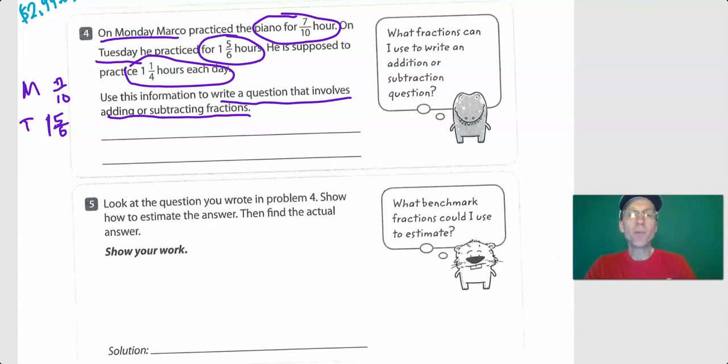We could say, how much did he practice all together, Monday and Tuesday? Now he's supposed to practice 1 1/4 hours each day. We could say, how much less did he practice on Monday than he was supposed to? And we could also do this one, 1 5/6, that's almost 2 hours. We could say, how much more did he practice than he's supposed to on Tuesday? There's a variety of questions that we could ask here.